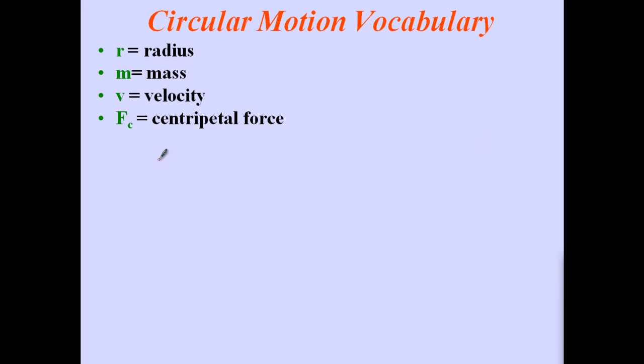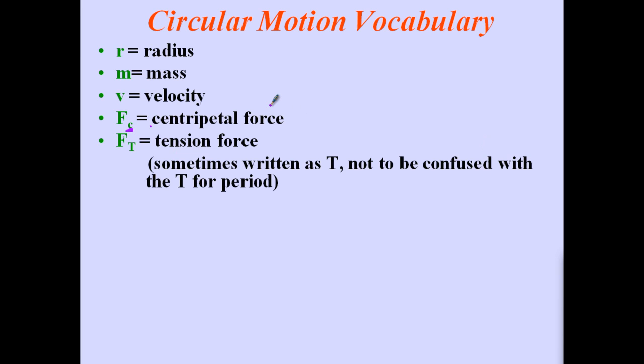So first, some vocabulary. Anytime you see an R, it's a radius. Anytime you see an M, it's a mass. Anytime you see a V, it's a velocity. F sub c, that little c right here, is centripetal force. F sub t is your tension. You should already know that. Sometimes you'll also see it just written as a capital T. But in this section, we're not going to do that because capital T means something different for circular motion.